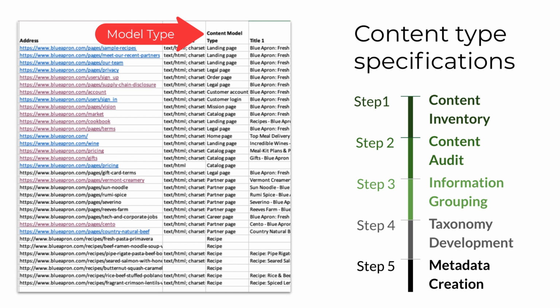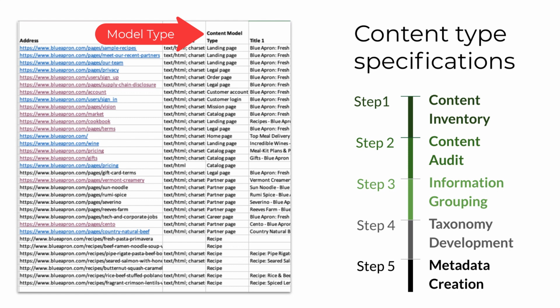If you look at the part of the inventory spreadsheet I'm showing you here, you'll see I've identified a type for each asset. Here's a recipe. Note that there are several other recipes. I've noted these assets are all the same type. I've also identified content types like landing pages. This type of content is where the user goes when visiting different categories of information on a website, like the sample recipe page or Meet Our Partners page.